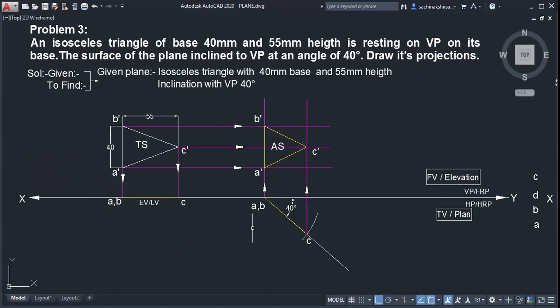Shall we go next? Any problem? Because if you understand this, the further problems are very easy: only taking the projection line, marking the point and joining, nothing else. Shall we go next? Yes, sir. Next. Have you noted this down? Yes, sir. Next one.